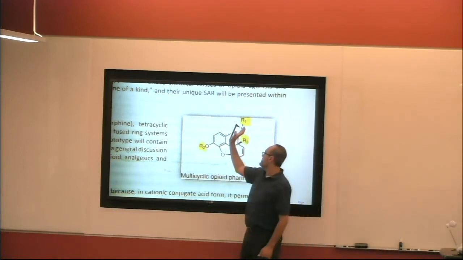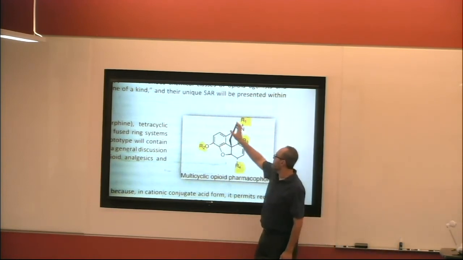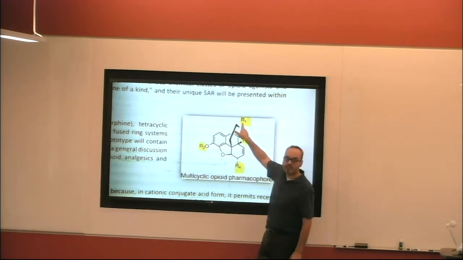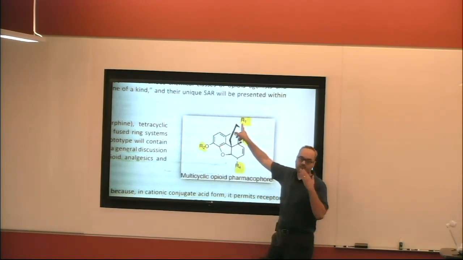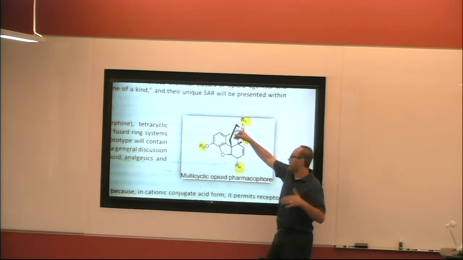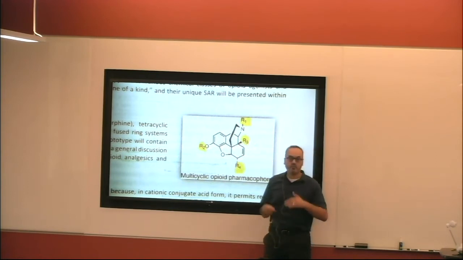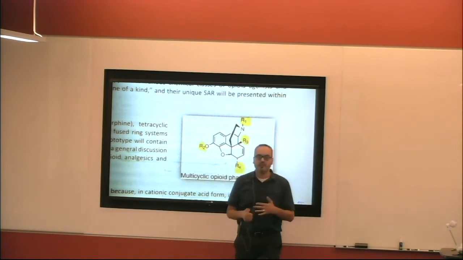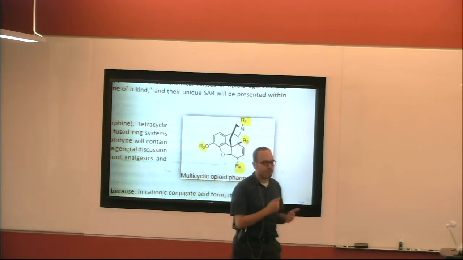Okay, so this part is the message. A modification on the nitrogen will make the message to the receptor either agonized or antagonized. The remaining part will decide which receptor you should bind to. Is it a mu, delta, kappa, whatever that is.